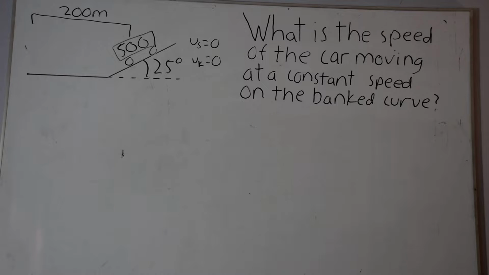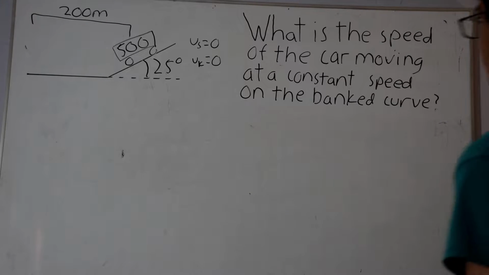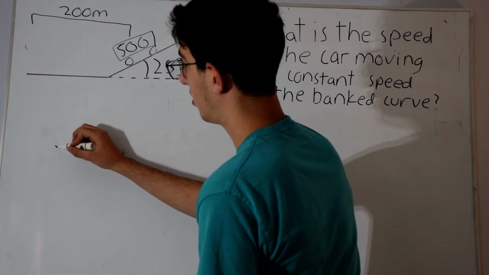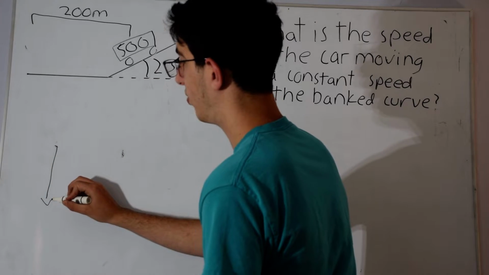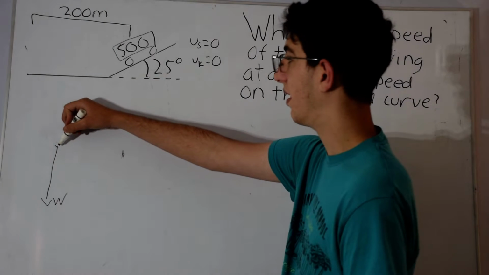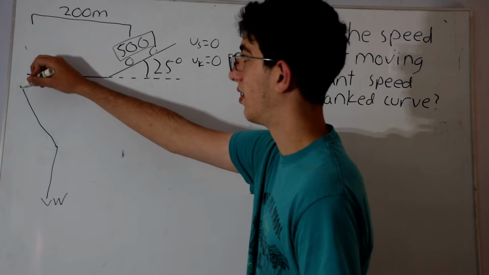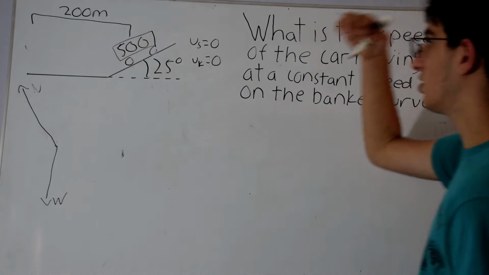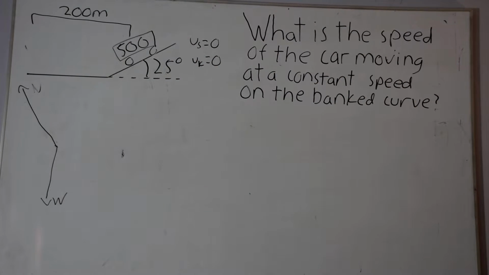Okay, so this question is kind of confusing because we don't really know where to start, but a good place to always start is just to draw a free body diagram and to see what information we can get from that. So, I have my car. I know that there's going to be the weight of the car acting directly downwards, and that there's going to be a normal force that acts perpendicular to the plane. And because there's no friction, these are the only two forces that are going to act on the car.